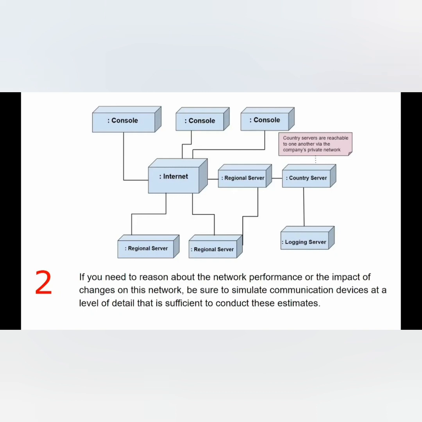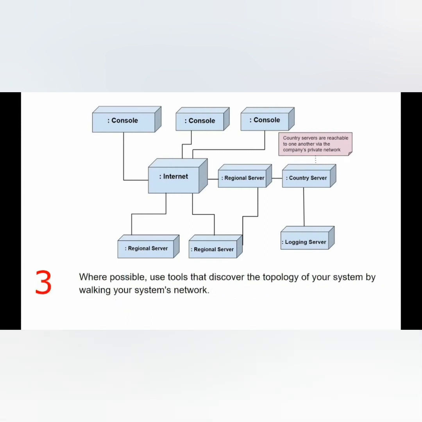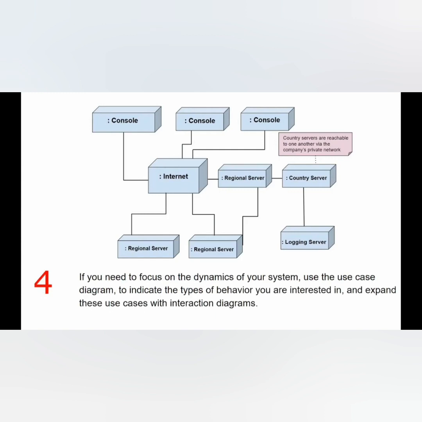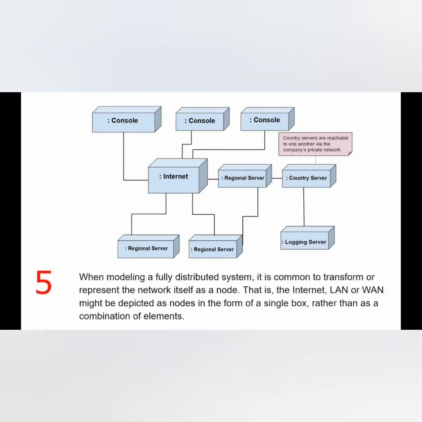Pay particular attention to logical groups of nodes that you can specify with packages. Where possible, use tools that discover the topology of your system by walking your system's network. If you need to focus on the dynamics of your system, use the use case diagram to indicate the types of behavior you're interested in, and expand these use cases with interaction diagrams. When modeling a fully distributed system, it is common to represent the network itself as a node. That is, the internet, LAN, or WAN might be depicted as nodes in the form of a single box rather than a combination of elements.